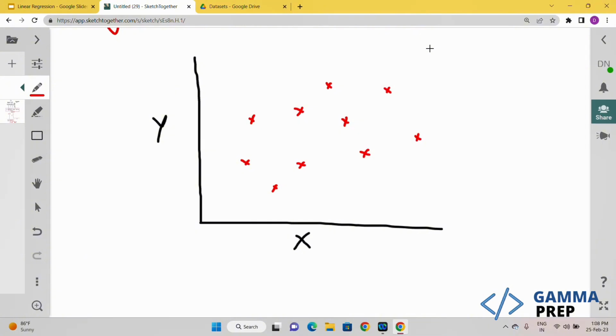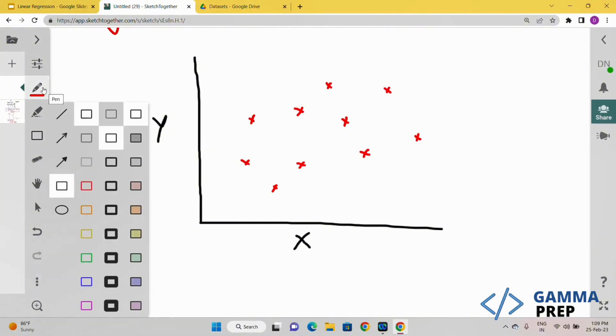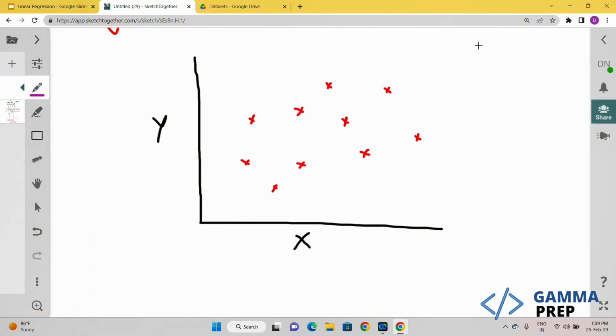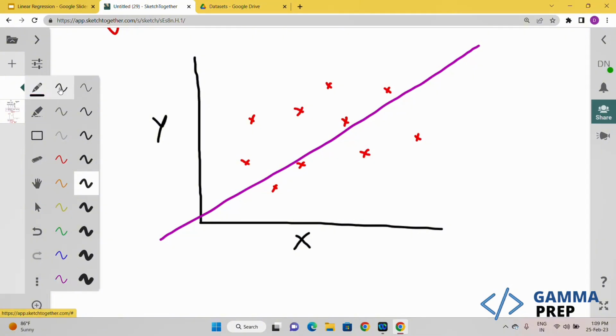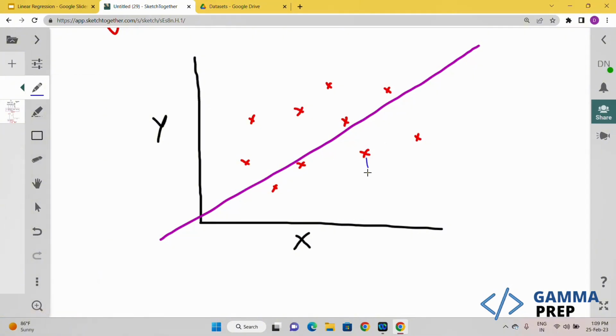Okay, let's create a few points. Now, let's talk about one line. Let's talk about this line. Now, if you consider this point, this is the x value, and this is going to be the y value. So this is basically our y actual for this point, right?